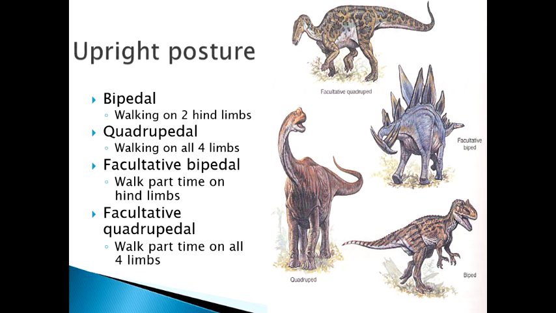Upright posture simply means that when the limbs are extended from either the shoulder or the pelvic girdles, the organism is in an upright posture. And there's four different types, all expressed by dinosaurs in different groups at different times. We've got bipedal, and that's like us. We walk on our two hind limbs. And so you see there at the bottom right a big, terrific carnivorous dinosaur moving around as a fully bipedal organism.